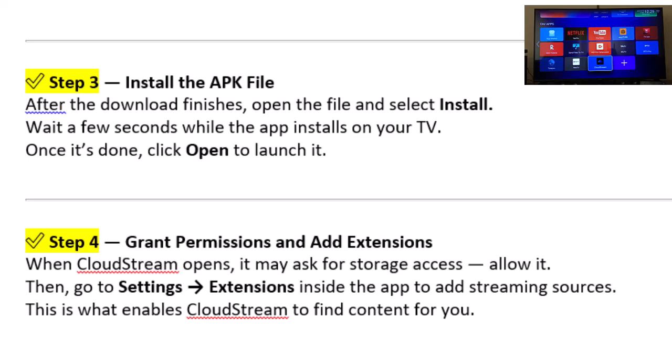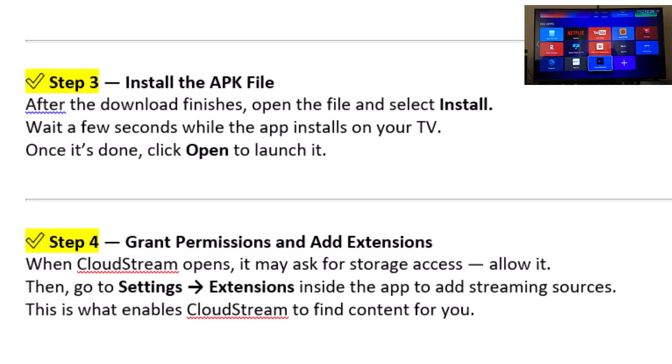Step 3. Install the APK file. After the download finishes, open the file and select Install. Wait a few seconds while the app installs on your TV. Once it's done, click Open to launch it.